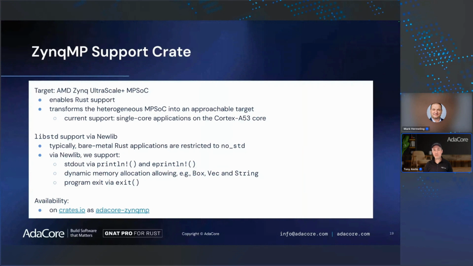In terms of availability, the Zynq MP support crate is available on crates.io, and you can find this at AdaCore-Zynq-MP. That's GNAT Pro for Rust.